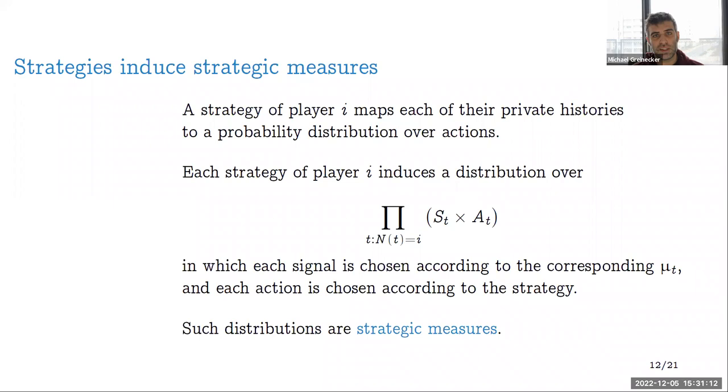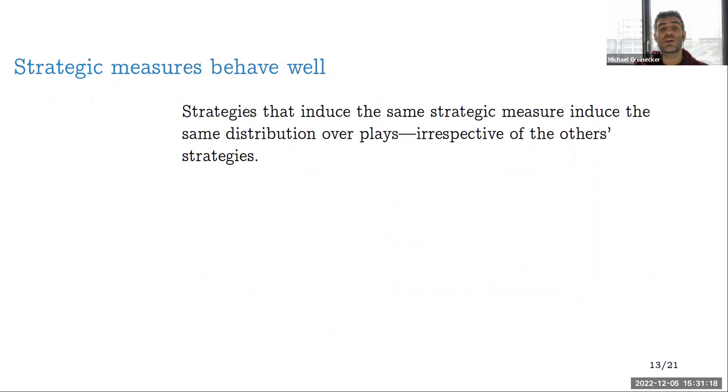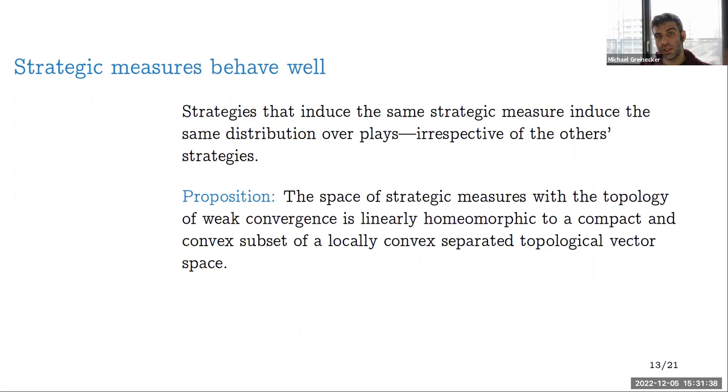Now, these are very well-behaved objects. So first, conceptually, if two strategies induce the same strategic measure of a player, then irrespective of the strategies others are doing, you get the same distribution over outcomes. That means you can do most reasonable analysis in terms of strategic measures. You also have a very nice mathematical structure. So in the weak topology, they are compact. That's in this setting where action spaces do not depend on histories, basically from a result by Novak. Otherwise, a little bit of work is needed.